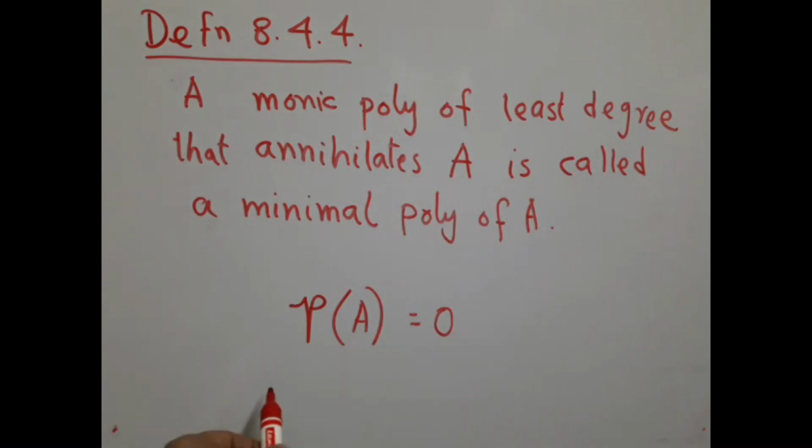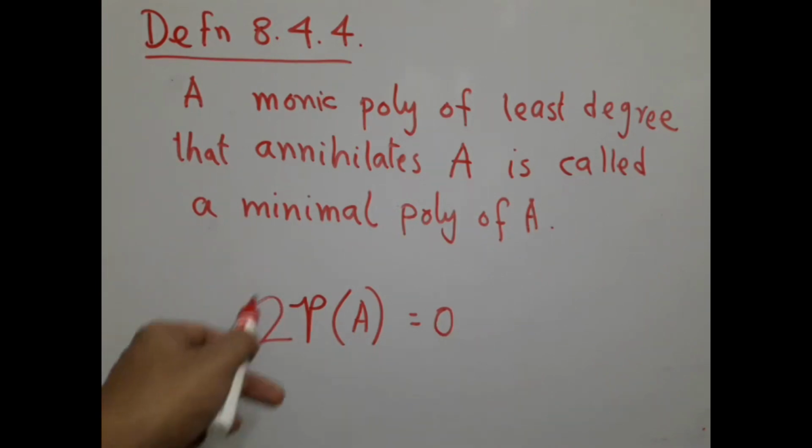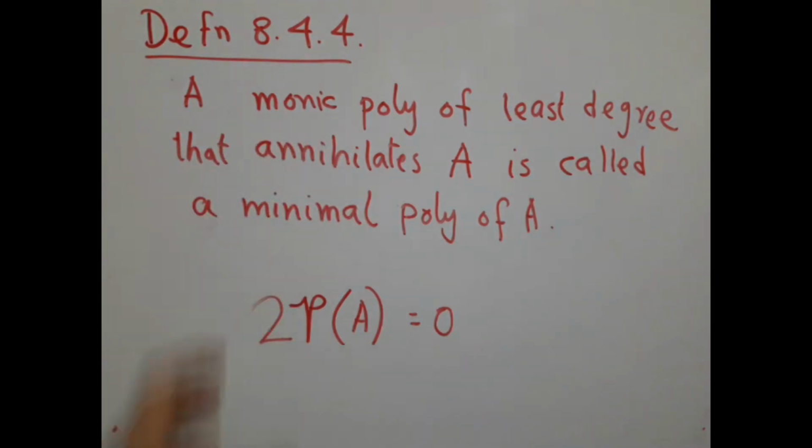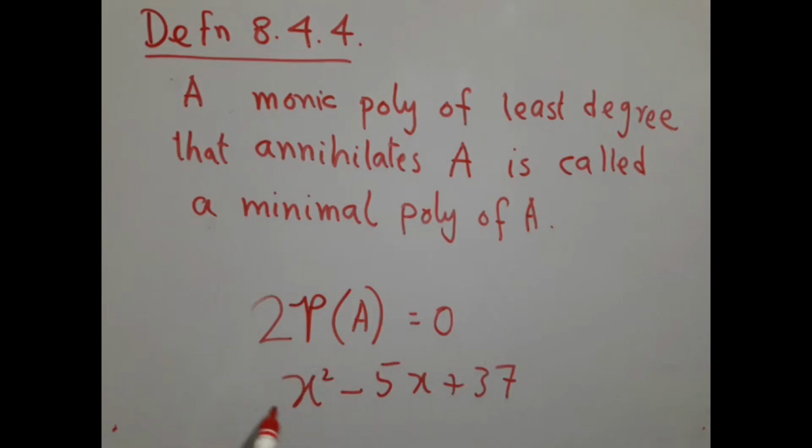Now if I have a polynomial that kills A, 2 times that will also kill A. So these multiplied constants are not going to play any role. Hence I want the polynomial to be monic, which means the highest degree term will have coefficient 1. For example, this is a polynomial which is monic because the highest degree term has coefficient 1. If I have a minus here, then it will not be monic.